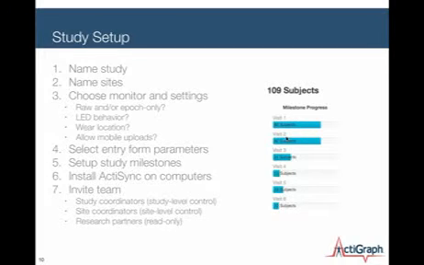And then we would invite your team. So we've collected their information, and we would go ahead and invite your team. Study coordinators, study site coordinators, and research partners are the 3 levels of permission hierarchy that we have. Study coordinators have visibility over all sites and have entire study level control. Site coordinators have only site level control and can only see subjects at their site.